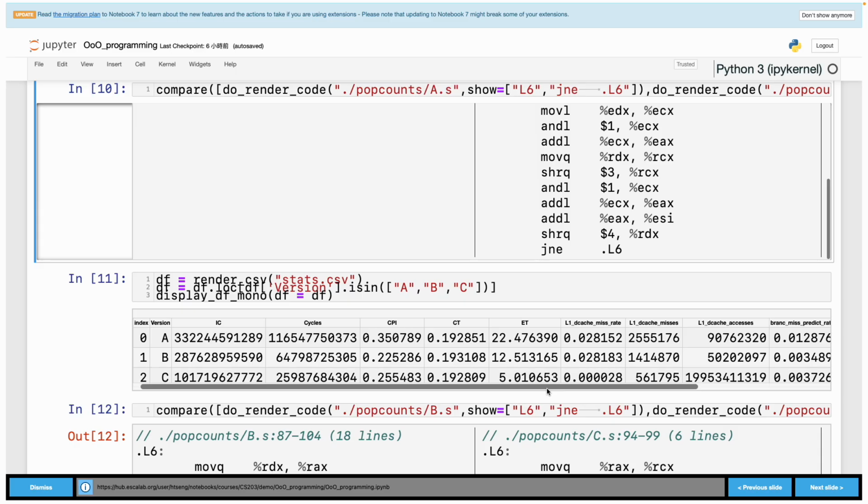But can someone tell me why the CPI goes up? We're using a table which won't fit in registers, so we use the stack for memory, which means we'll have cache accesses.